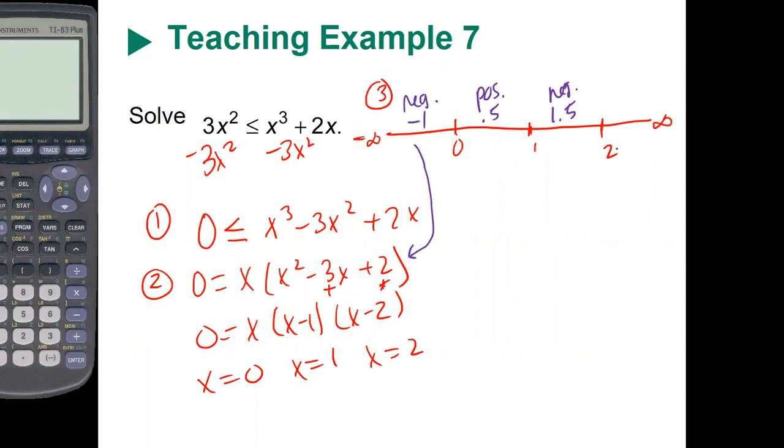And then a number between 2 and positive infinity. 3, there we go. So that's a positive 3. What's 3 minus 1? Positive. 3 minus 2? Positive. So therefore it is positive. And I chose 3.